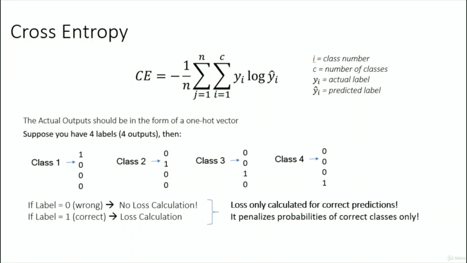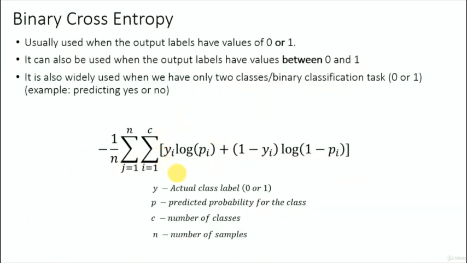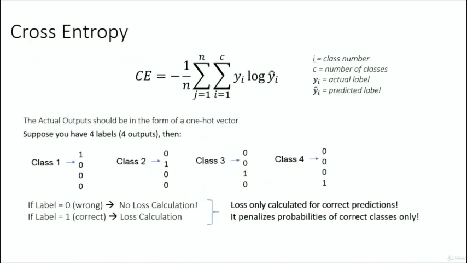So the cross-entropy loss penalizes probabilities of correct classes only. So basically, the loss is only calculated for correct predictions. If you relate it to the binary cross-entropy loss, then basically we're only taking this first term right here. So the actual labels should be in the form of a one-hot vector in this case. Now, a one-hot vector means a vector with a value of 1 in the index of the correct class.